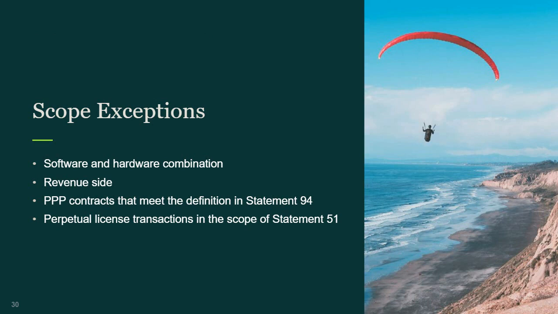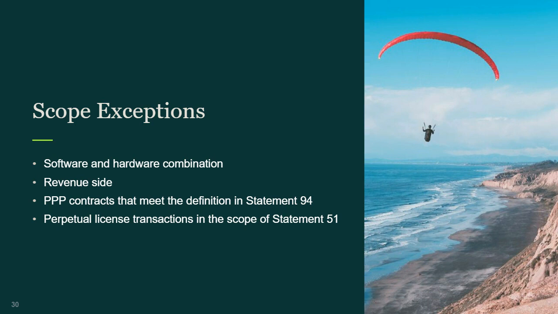GASB Statement 96 does exclude contracts that are a combination of IT software and tangible capital assets that meet the definition of Statement 87. But when you look at the software and the hardware, the software component is insignificant when compared to the total cost of the underlying capital asset. So think of a computer with operating software or potentially a smart copier that's connected to an IT system. You wouldn't necessarily include those in your evaluation of SPITAs. Those would be insignificant in relation to the asset as a whole.